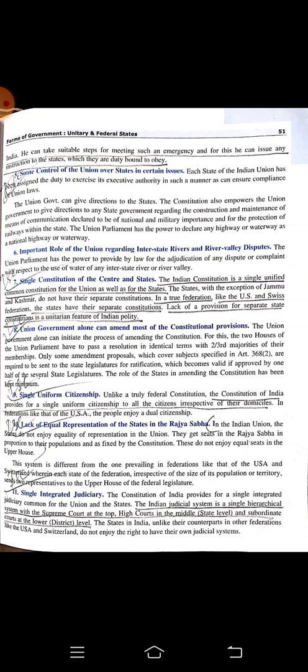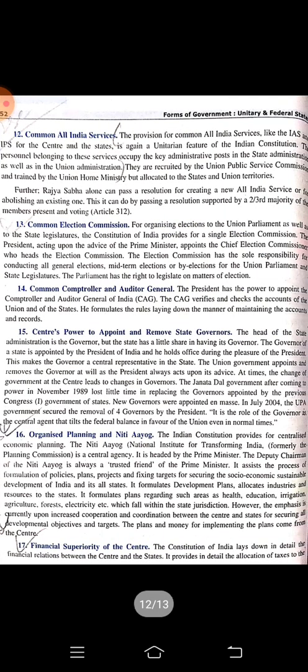And the financial superiority is also there in the center, and all India services and the common election commission, all these things are dealt with by the central government only. There is only one common election commission. There is all India service. All these things, which are very vital, the bureaucrats and the institutions, are dealt with by the central government only in India.